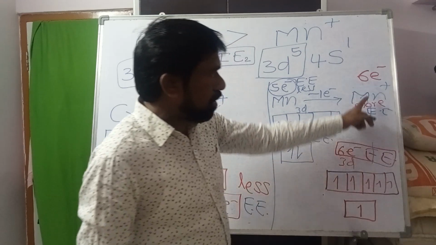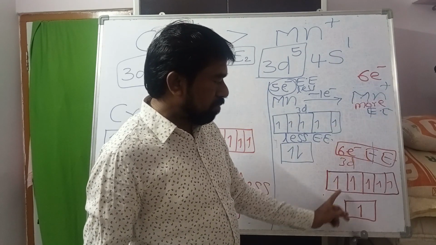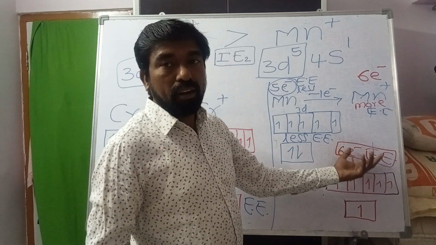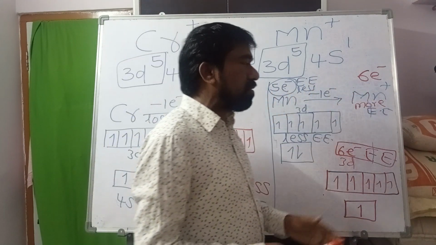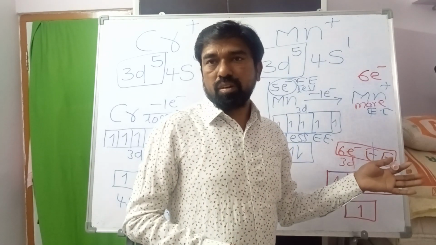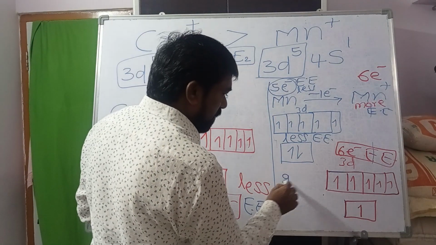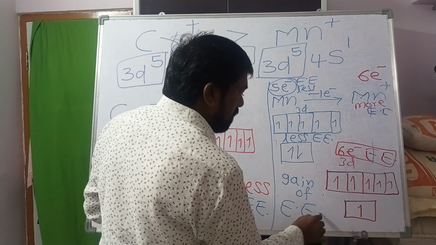This configuration belongs to Mn plus now. 6 electrons with parallel spin, 1, 2, 3, 4, 5, 6, but in manganese 5 electrons with parallel spin. Going from less to more means it is not a loss of exchange energy, it is a gain of exchange energy. In this case, there is a gain of exchange energy.